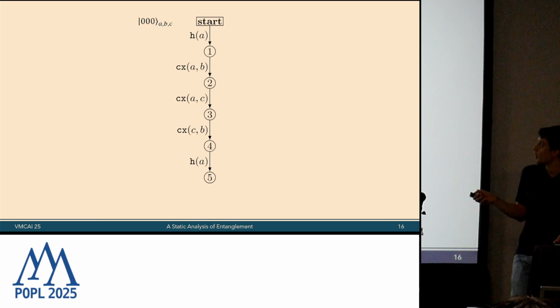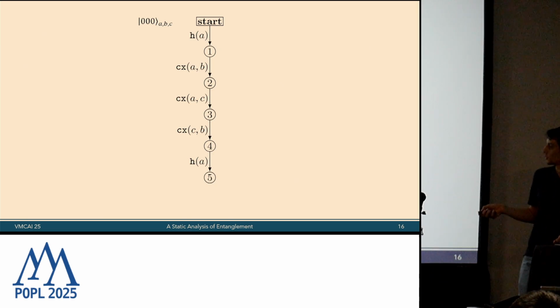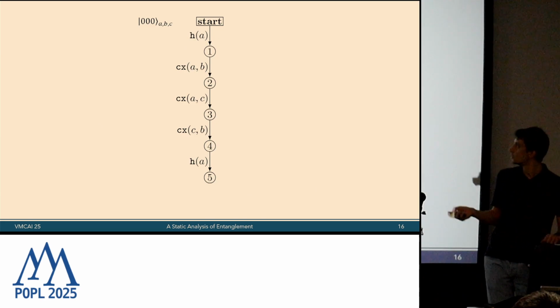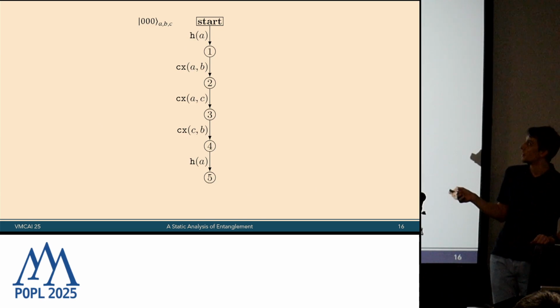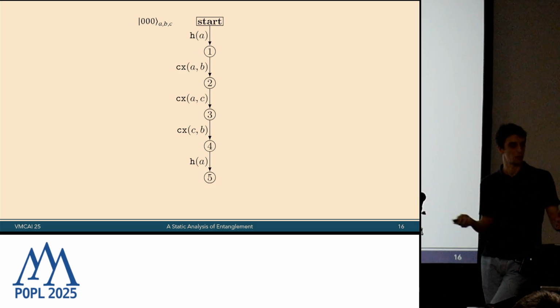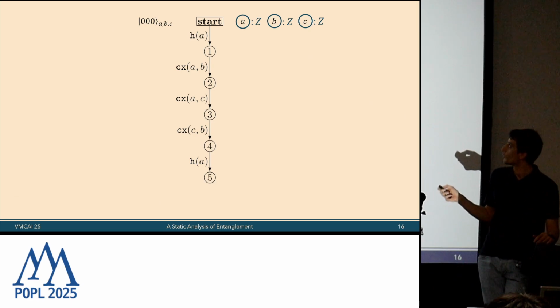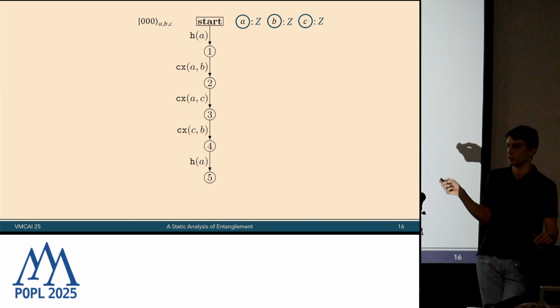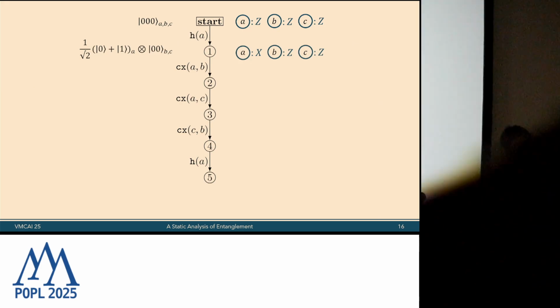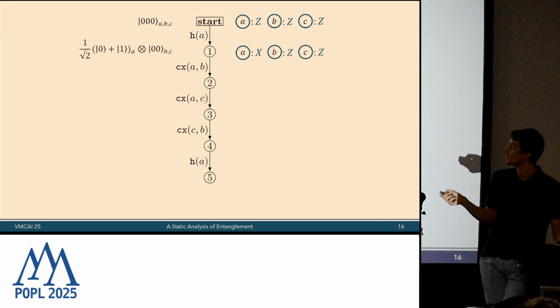We consider this program, which has no control flow graph, as it is simply a sequence of operations. We can assume that at the beginning of the program, all the qubits are in the 0 state. This is a normal assumption in quantum computing. So in our abstract domain, we start from a state like this one, in which all three qubits are separable and classical. Then we apply the Hadamard gate to the first one. So we change the label of the first one from classical to uniform superposition.